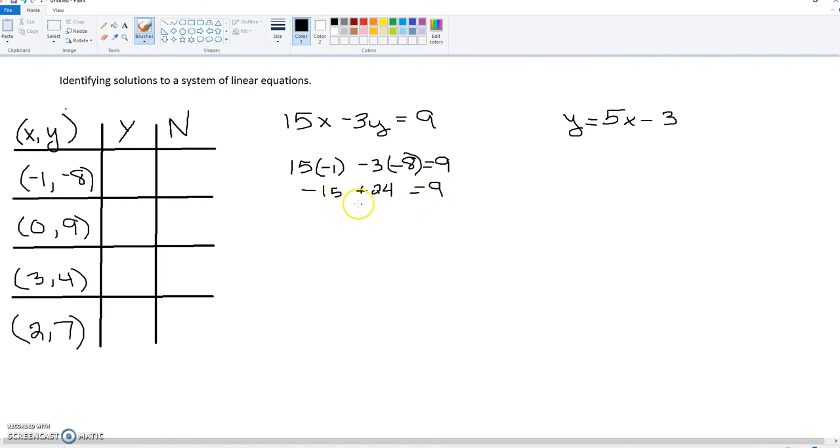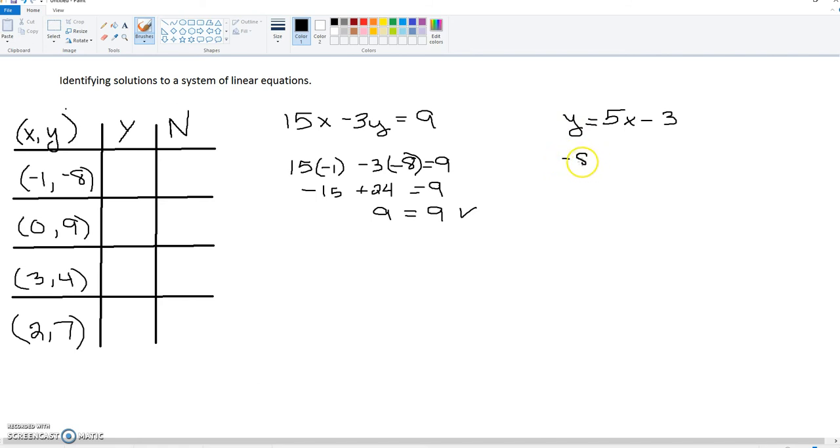And of course, when we combine these, we have 9 equals 9. So far, this worked out. This point exists on this line. So now we need to find out if it exists on this line. Be very careful when you're substituting in. We're substituting the y in first.